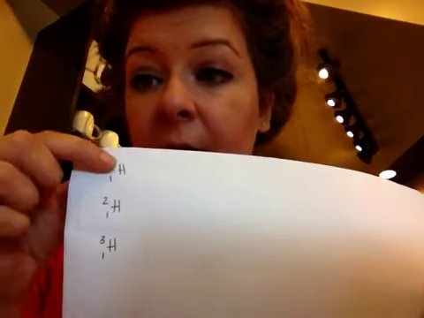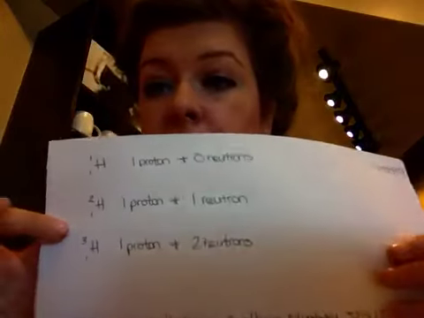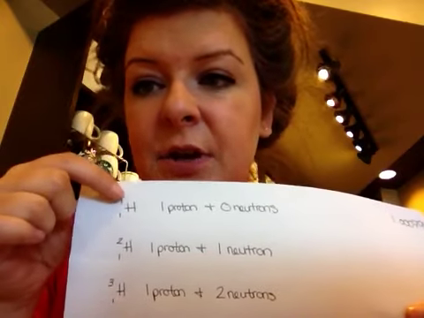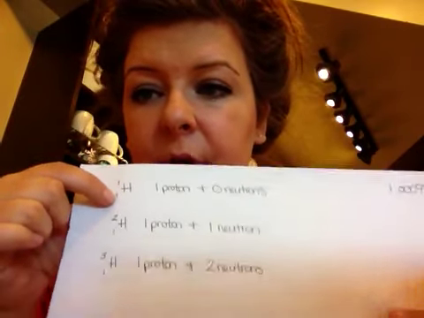So that's what you see here. You see the top numbers change. I had 1, 2, and then 3. So the mass number changes. The number of protons didn't change, but the mass number changed because I added neutrons to each of those mass numbers. So in hydrogen 1, it had 1 proton and 0 neutrons. I knew that because I took mass number minus atomic number.